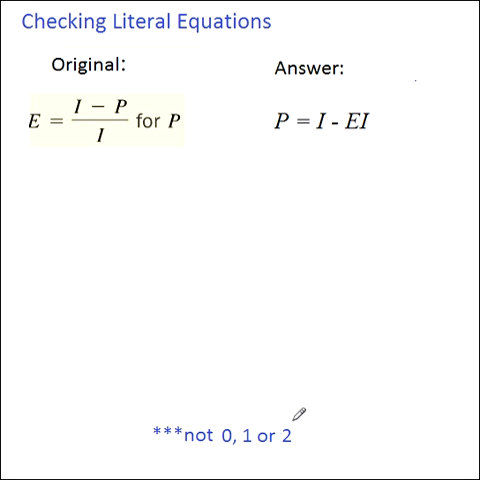And 2 has some special, though often ignored, properties that make it unsuitable for checking, namely that 2 plus 2 is equal to 2 times 2, which is equal to 2 to the second power. So we're not going to use any of those variables.